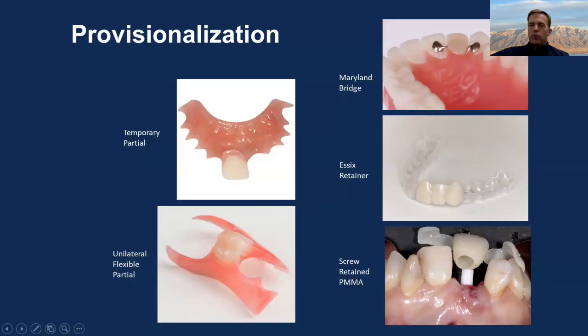And then screw retained provisionals. I don't know why these haven't caught on more, because if I were a patient, I think this is what I would want. So what we can do is, you can only do these with a guided case, but if you make a guided case, in the lab, we can make a model based on the proposed implant position, and then we build a provisional based on that. We can contour the emergence profile however we want, so that we're shaping the tissue really nicely.